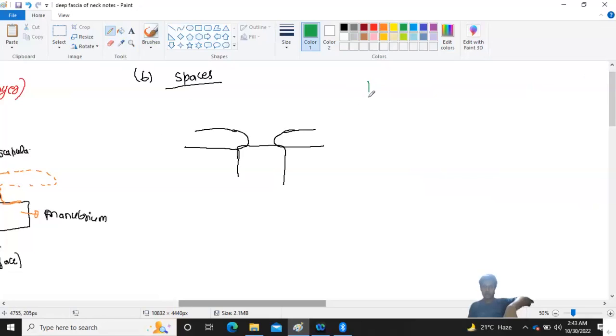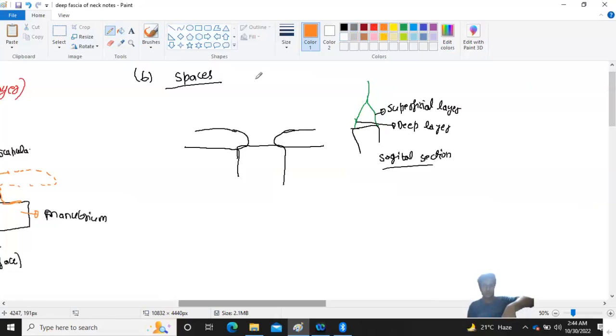Remember, the investing layer goes and divides again into two, and forms the spaces like this. If we take the sagittal section of the manubrium, this is the superficial layer and this is the deep layer. Here it again goes deep and forms like this. One is the superficial layer, and below and posteriorly there is a deep layer.